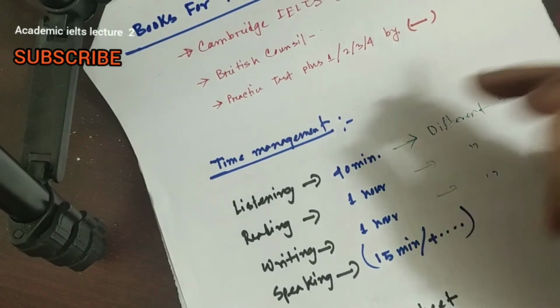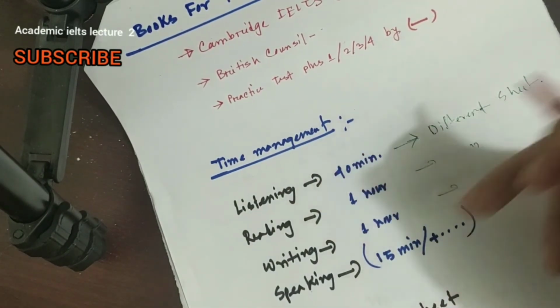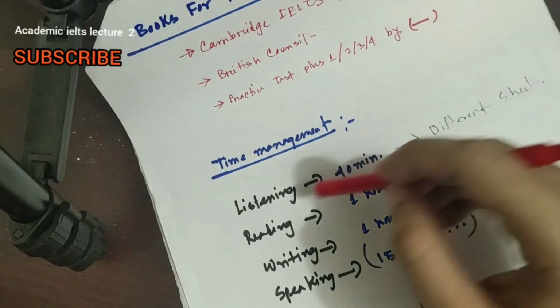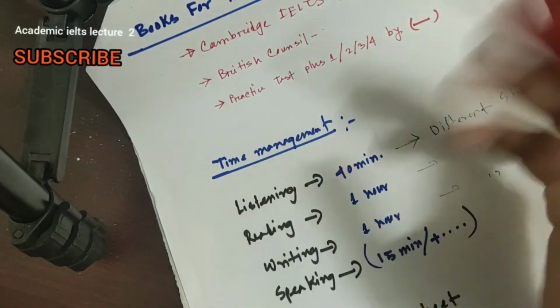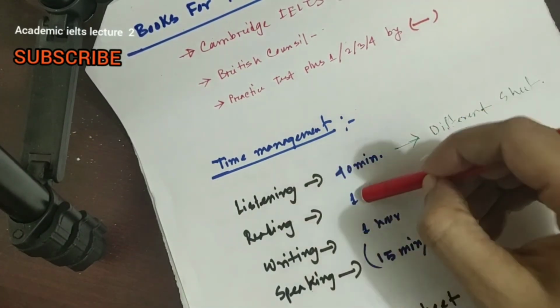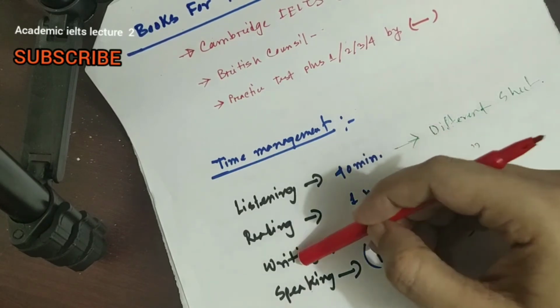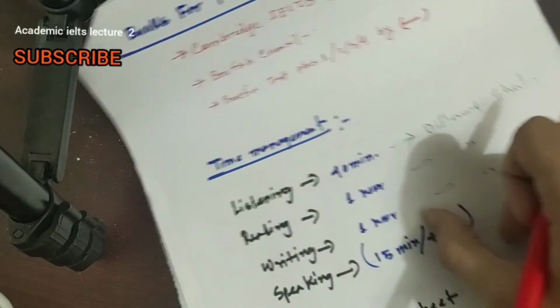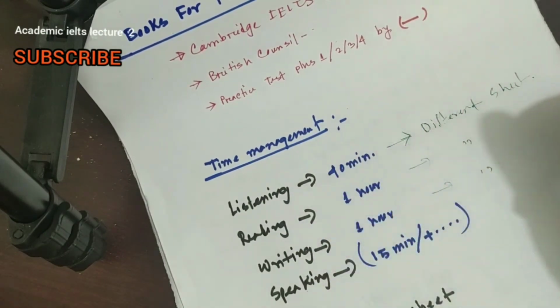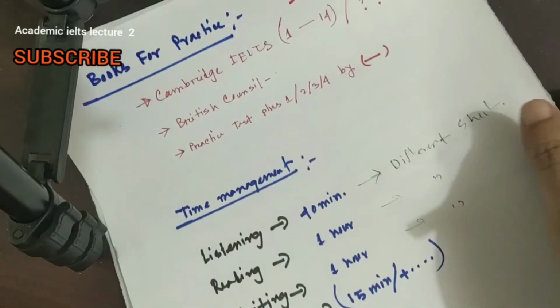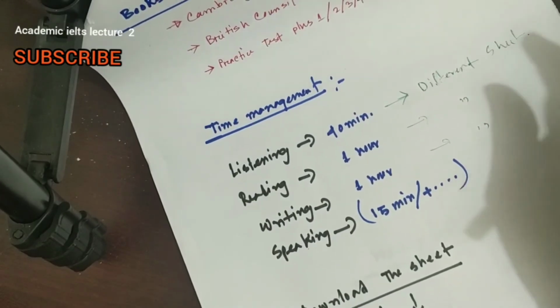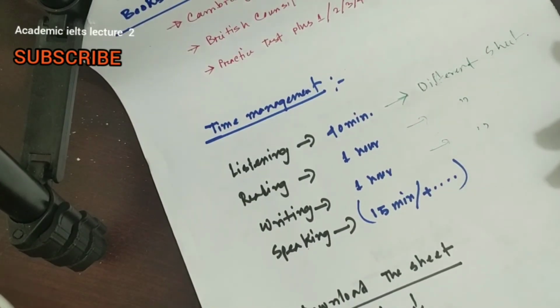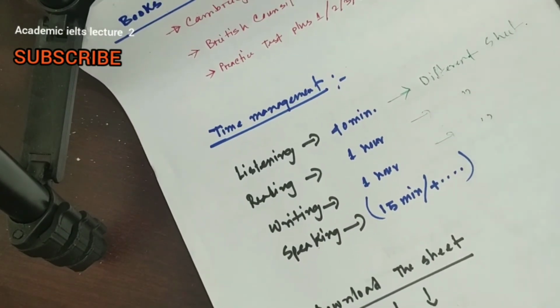Now I have already mentioned the time management system. This is the time management system. The examiner will give you 40 minutes for the listening exam, 1 hour for reading, 1 hour as well for writing, and in the speaking section you will get 15 to 20 minutes. This totally depends on the examiner. It is not mandatory that they will give you 15 or 20 minutes. It totally depends on the examiner.